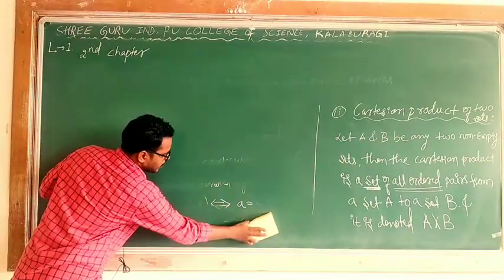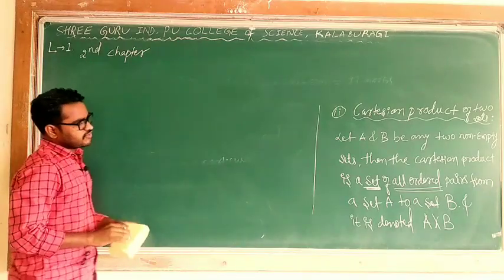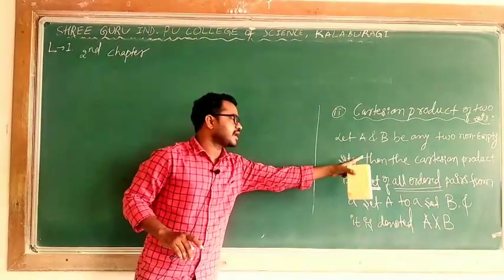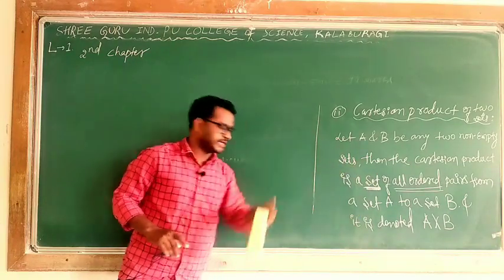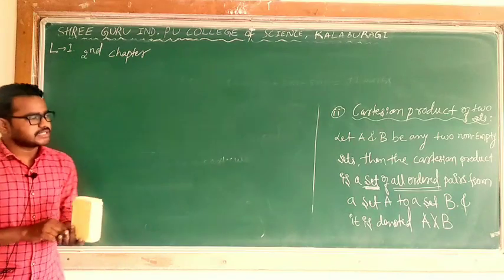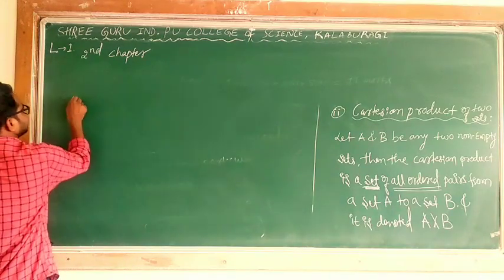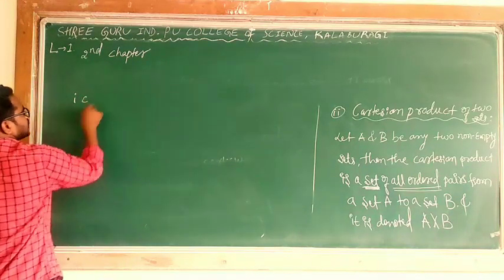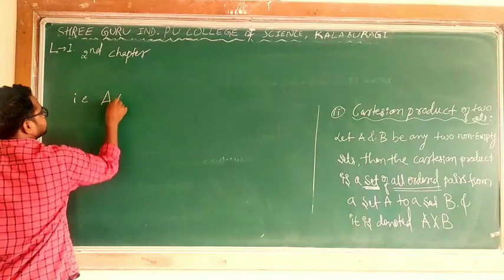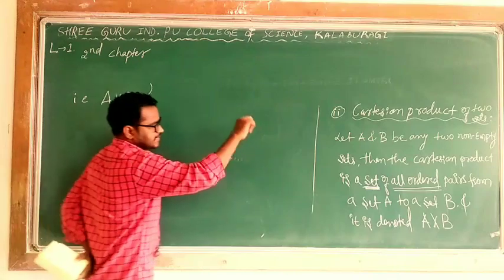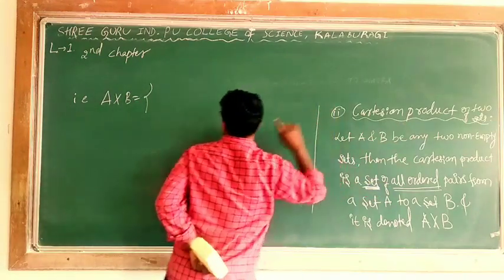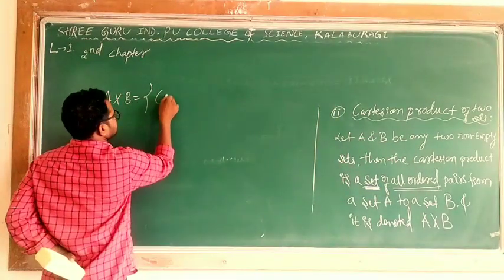Now, the Cartesian product is a set of all ordered pairs from set A to set B. In mathematical form, A cross B is a set of all ordered pairs.